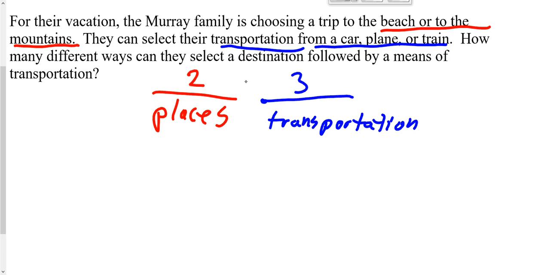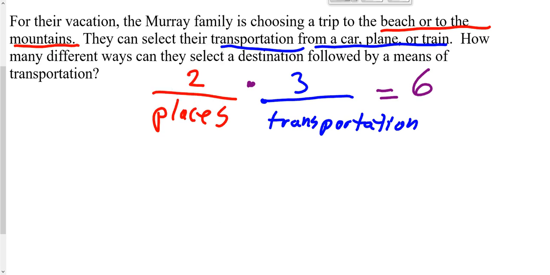So that really gives us a total of, when we multiply across, six different ways they can get there with where they're going. Because you could be going to the beach by car, beach by plane, beach by train, or you could go to the mountains by car, mountains by plane, or mountains by train. So that's what we mean by the fundamental counting principle.